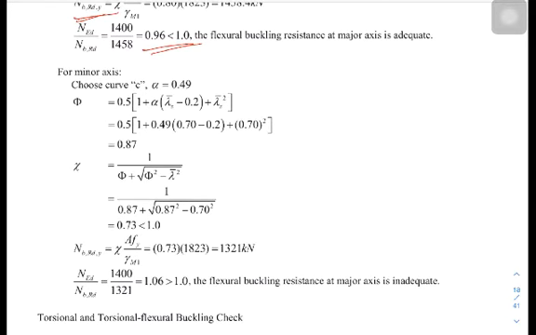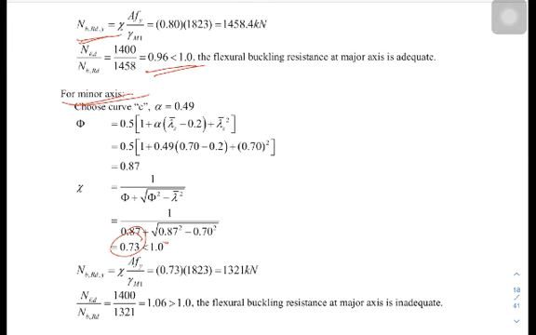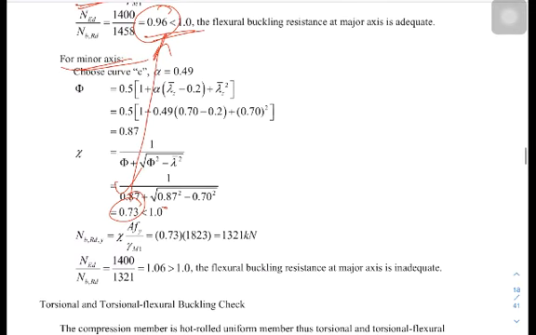So it's the same process. In this case here, for the minor axis, you've got a value of 0.73, whereas for the major axis, you got this value now 0.96. So choose the minimum between the two, which is 0.73. Then the NbRd is 1321, and in this case here, you can see that 1400 divided by 1321, then the section actually fails, is inadequate.